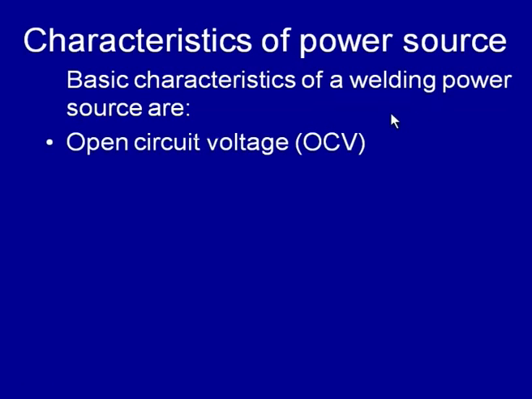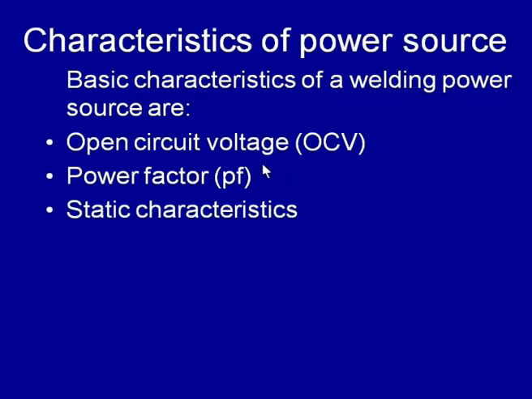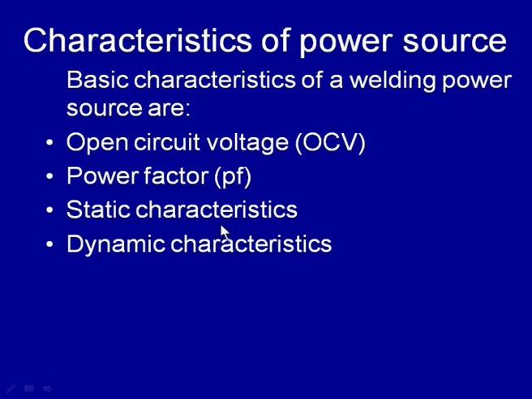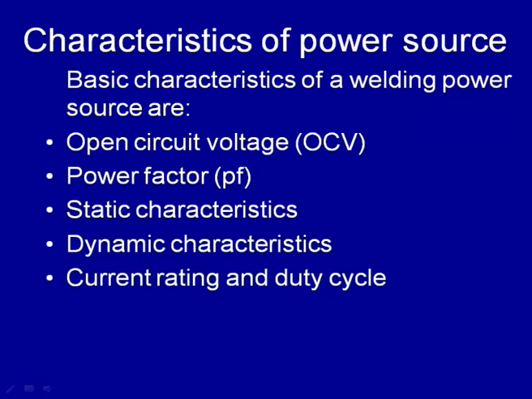So, now we will look into the greater details of the basic characteristics of the power sources. We know that these basic characteristics include the open circuit voltage, which facilitates how easily the arc can be ignited when it is either extinguished or is to be ignited in the beginning, and the power factor, which indicates the effectiveness with which power is being used during the welding. The static characteristics, as I have just described, indicate how the welding voltage varies with the change of the welding current under the conditions when there is a pure resistive load, and how rapidly the power source responds to the changing conditions during the welding in respect of the arc voltage and the welding current. That indicates the dynamic characteristic of the power source. Current rating and the duty cycle are the other characteristics, and the class of the insulation.